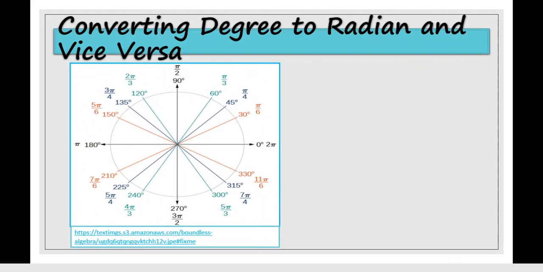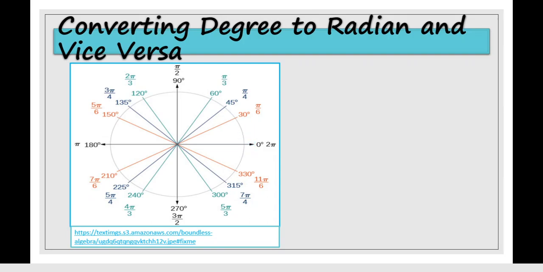So, let's discuss these common angles na makikita sa ating unit circle. Yun ay yung 30 degrees, 45, 60, so on and so forth. So, sila yung common kasi sila yung palaging ginagamit.